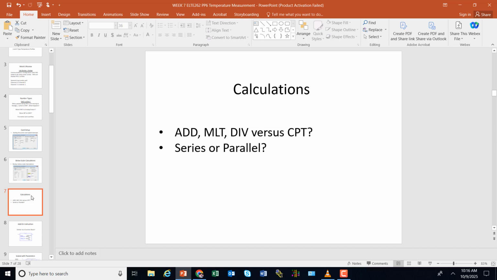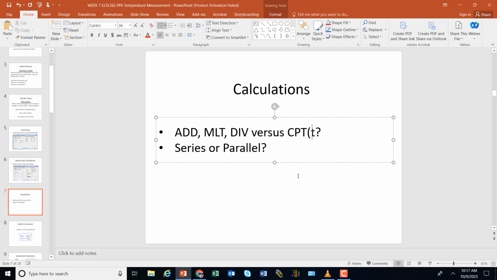When you were doing your calculations for your instructions in your program, you can do add, multiply, divide. You can do them in series. You can do them in parallel. You can do that, or you can just use the compute. And the compute is just, you write compute, and you can just put parentheses, tag 1 plus tag 2, whatever you got.